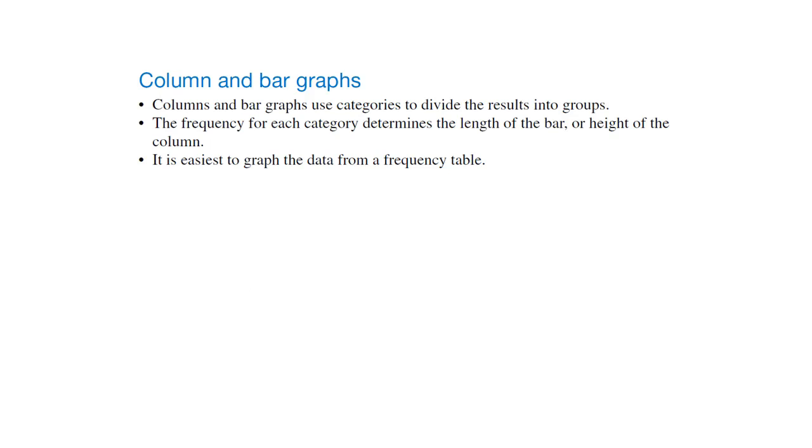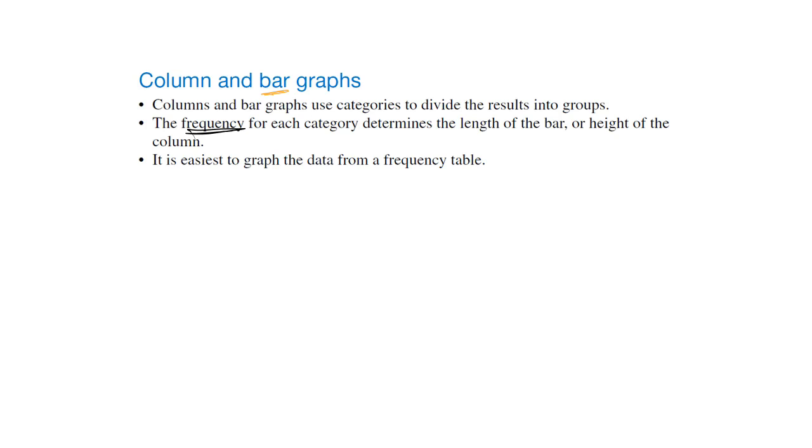Now, the first type of graph we're going to talk about is column and bar graphs. We're going to focus a lot on the column graph, and I'll tell you a little bit later what the difference with a bar graph is. They have pretty much the same setups and rules you follow. There are slightly different ways of showing that data. Again, I'll go through that later. In both, we use categories to divide results into groups. The frequency for each category determines the length of the bar or the height of the column.